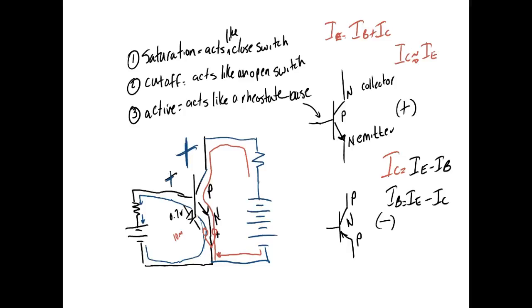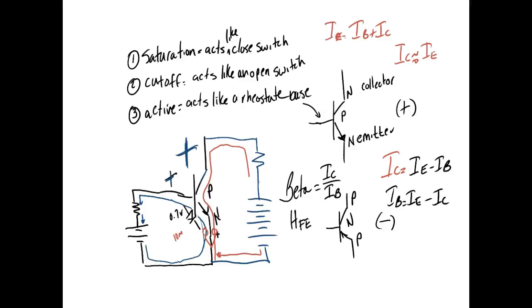Now, the ratio of the collector current to the base current is called beta. On data sheets, you won't see it called that. They refer to it as h_FE. So we'll look for h_FE. That's the beta of the transistor, and it's equal to IC over IB.